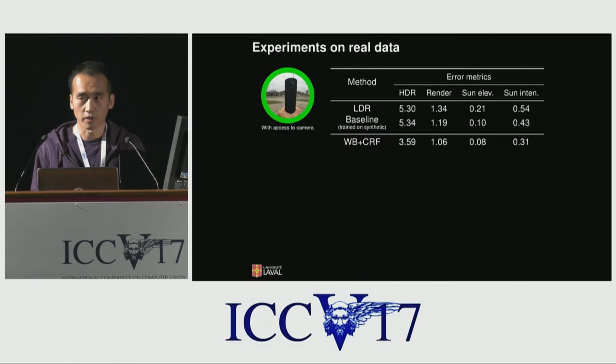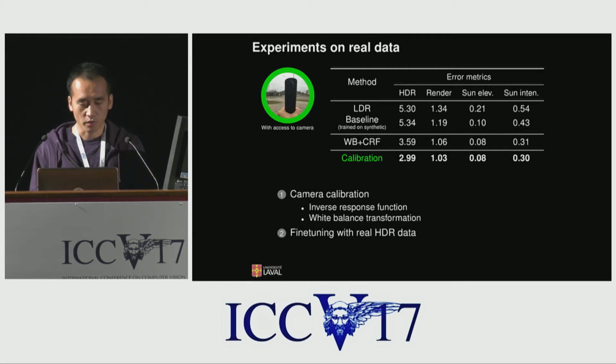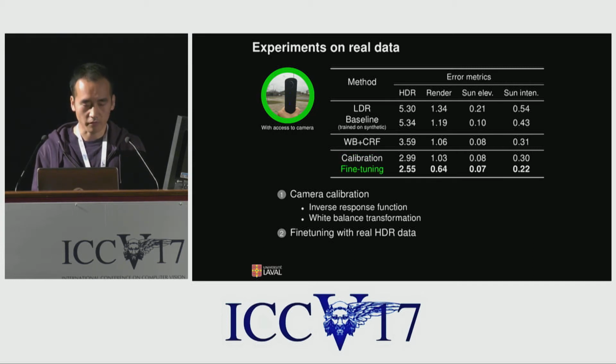In the case where we have access to the camera, we can calibrate the camera with this color checker. We get a better performance. We can also fine-tune the baseline model with a small amount of real HDR data. Then we can get the best performance.